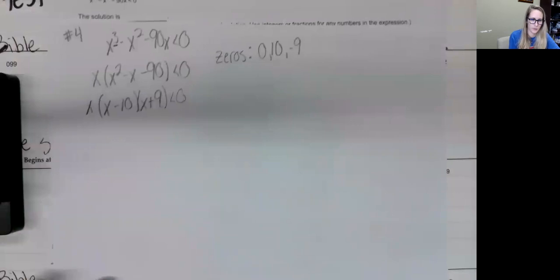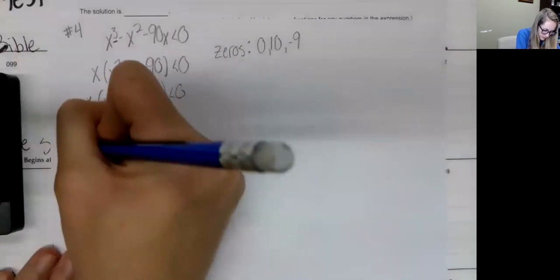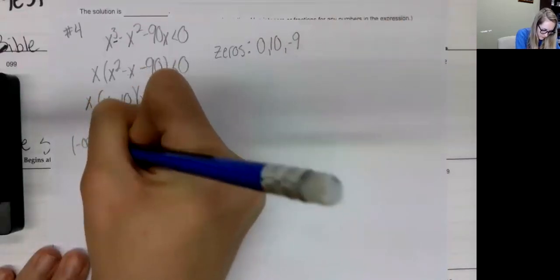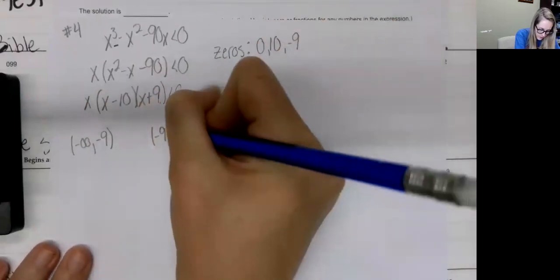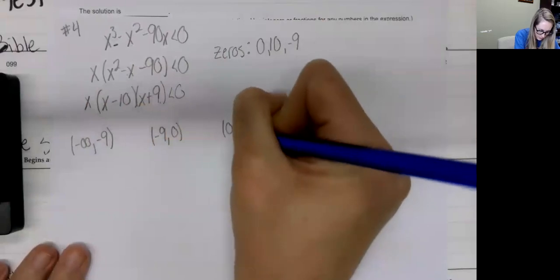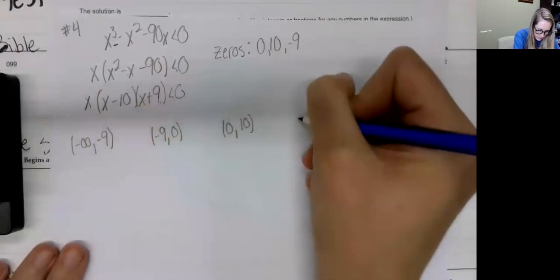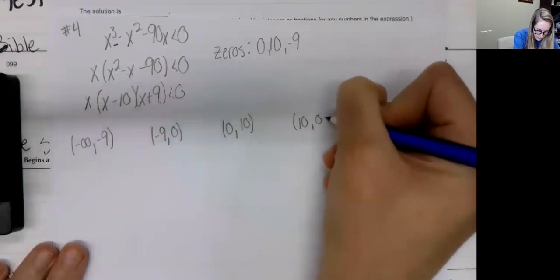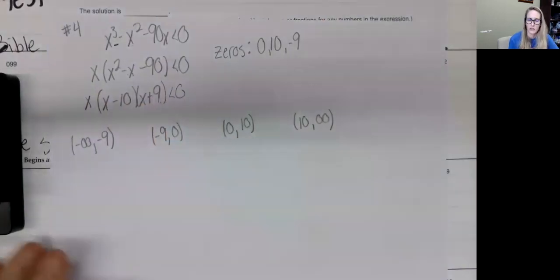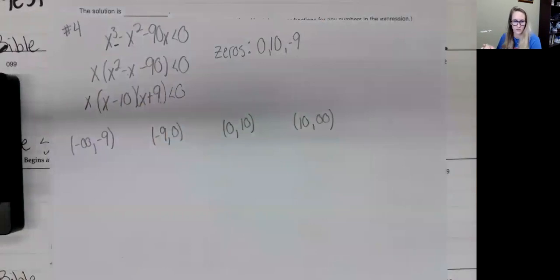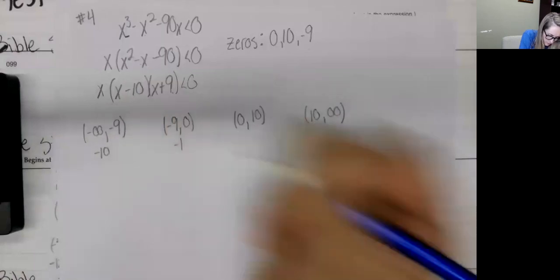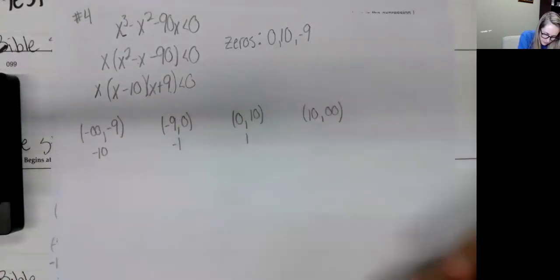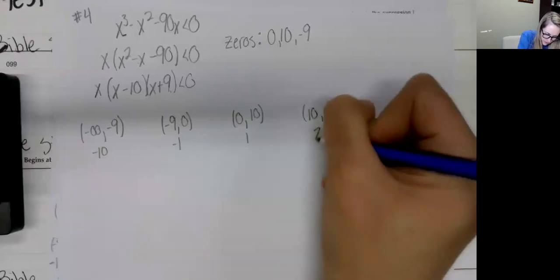So then writing them in our intervals, we always start with negative infinity. Our smallest zero is negative 9. Then we'd go negative 9 to the next smallest, which is 0. And then from 0 to 10, and then 10 to infinity. Then we pick a number in each of those intervals. So this one I'm going to use -10. Here I'm going to use -1. Here I'd use +1, and then here I'm going to use 20.